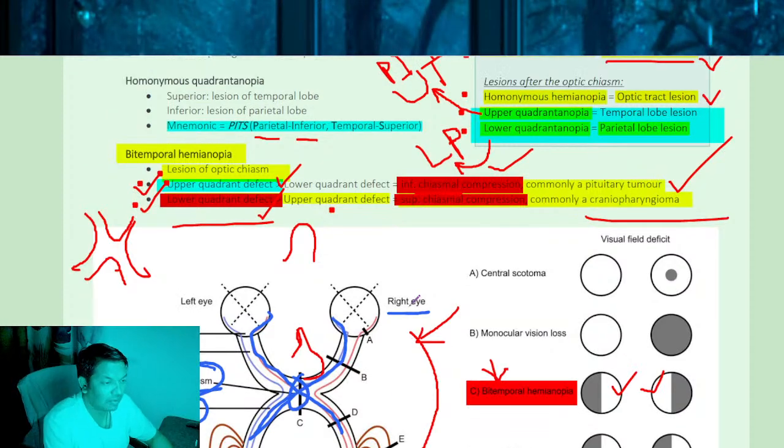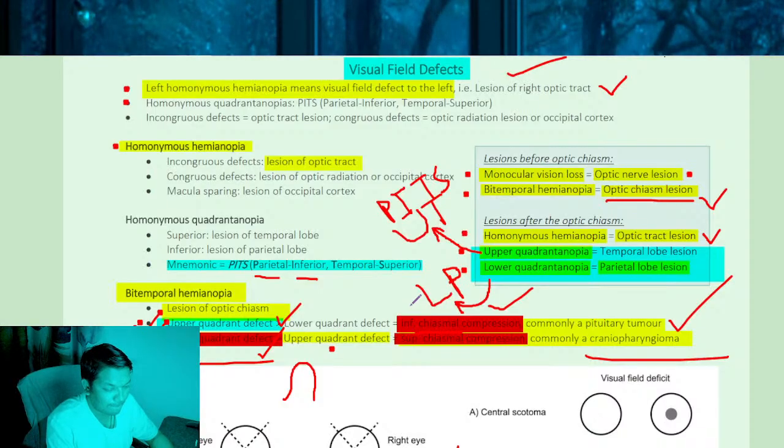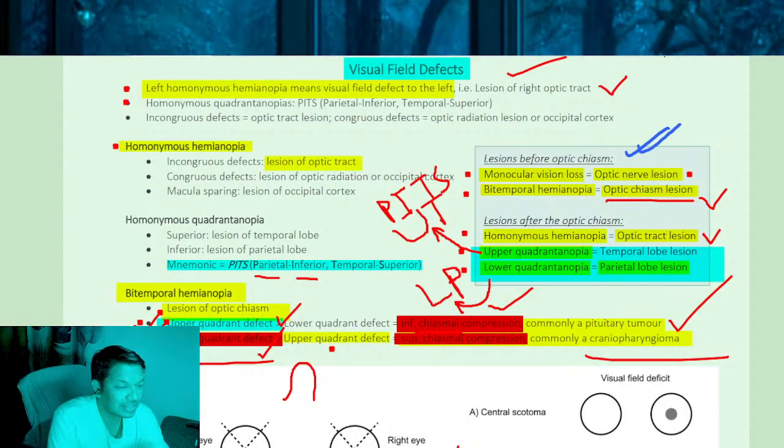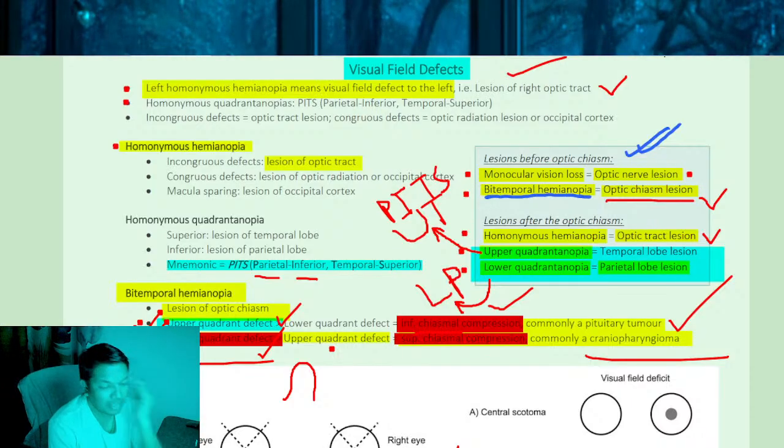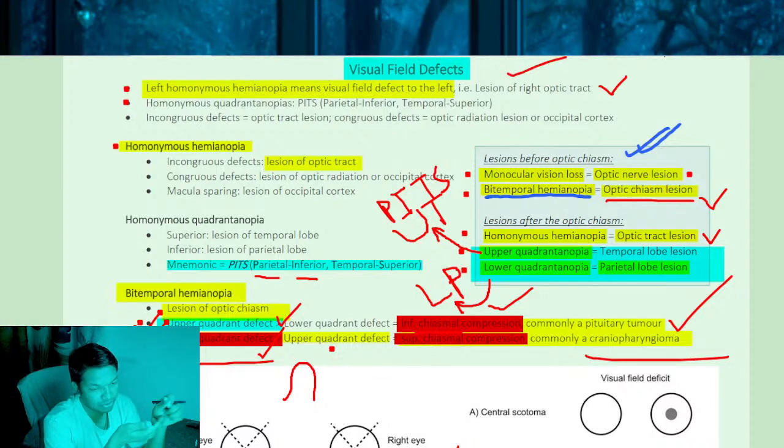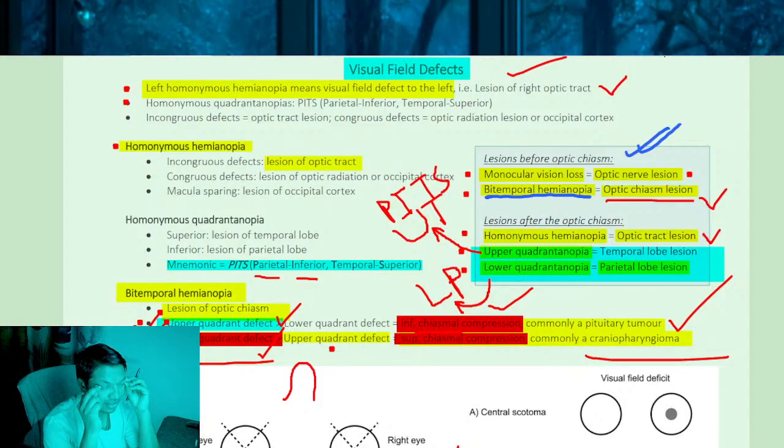Now visual field defect, exam-related visual field defect. Left homonymous hemianopia means visual field defect of the left. We will see this terminology only. Bitemporal hemianopia. Bitemporal means both sides temporal, right temporal, left temporal. Hemi means half, and anopia means loss of vision. So bitemporal, both sides temporal field.